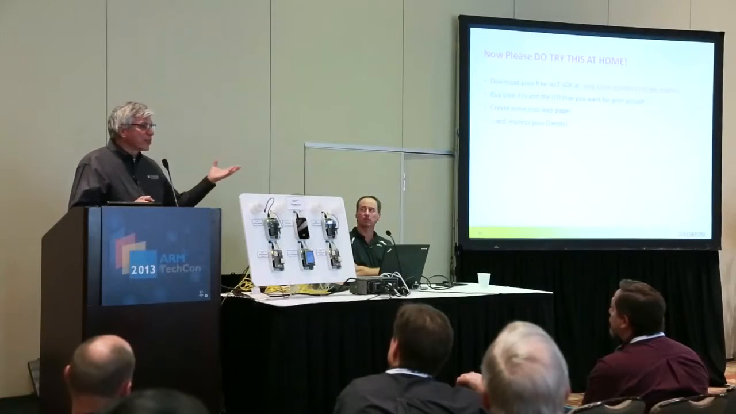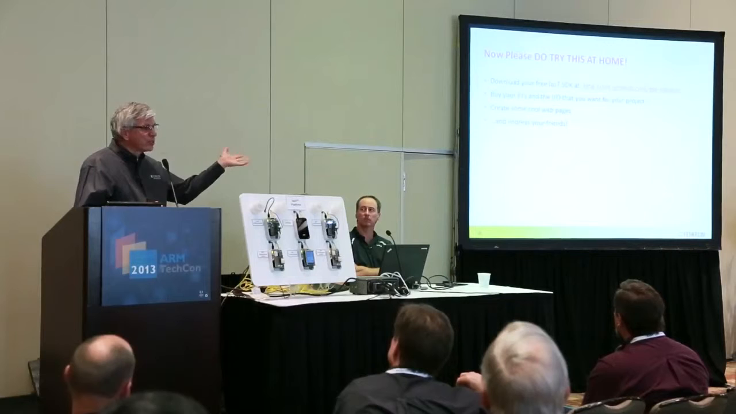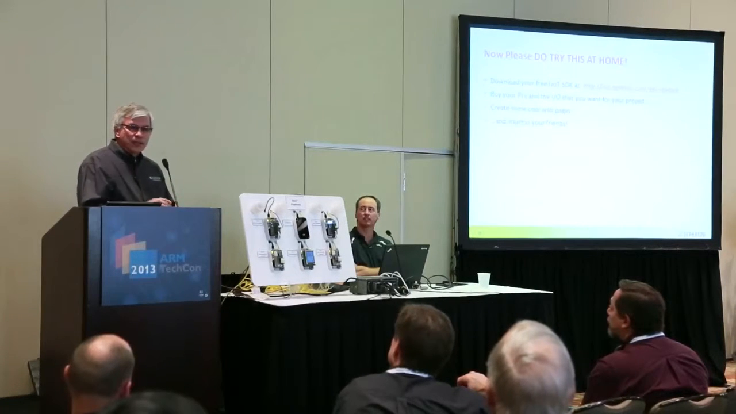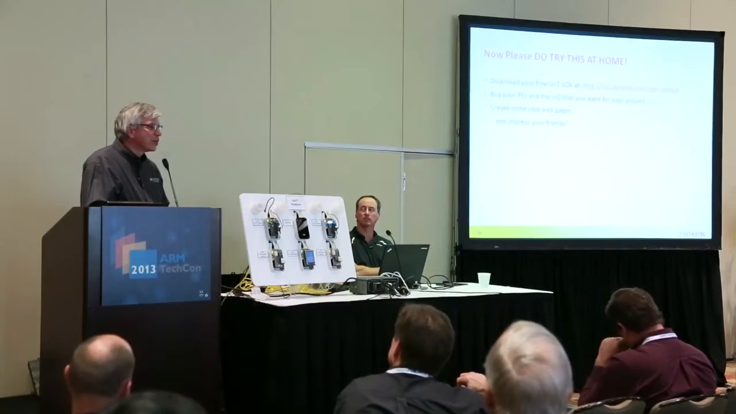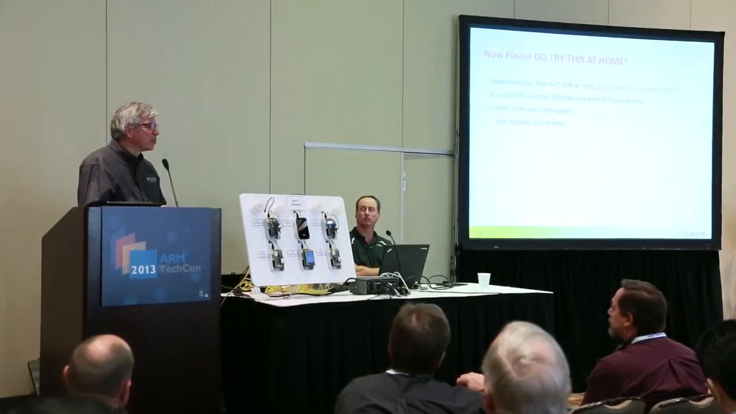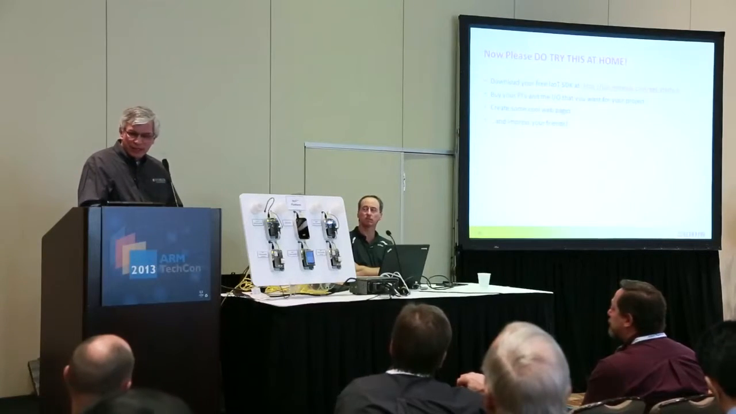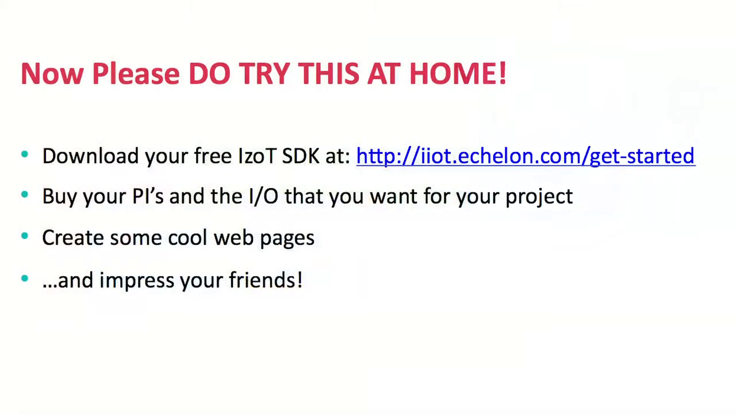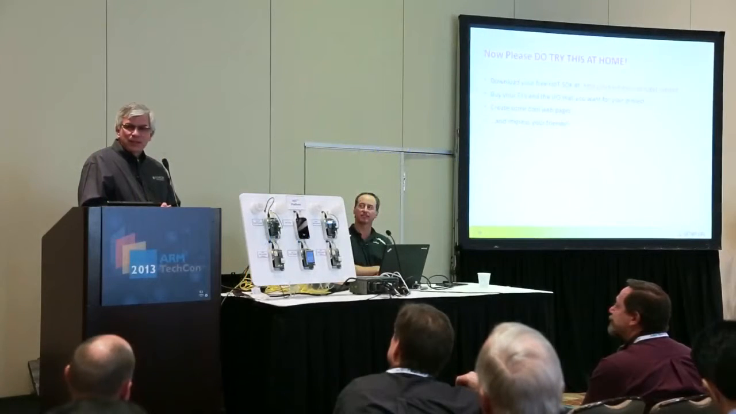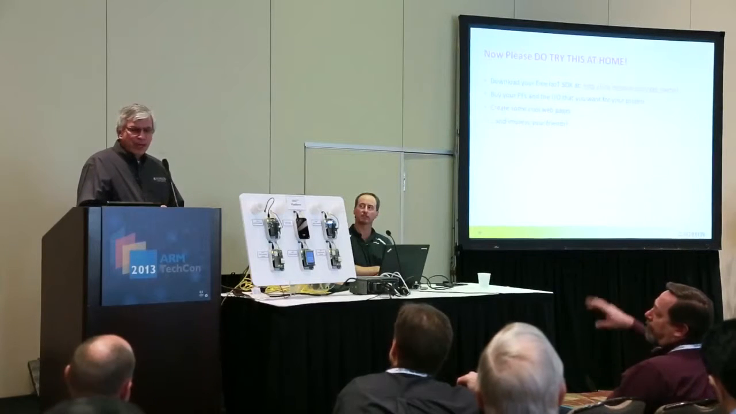So then all you need is to get some Raspberry Pis, and they cost $35 each. They're not too expensive, right? Get whatever I/O you would like. As I said, we use a lot of Adafruit modules for our development, prototyping, and demo development, but you can use whatever I/O you would like. You can create your devices with your I/O and then create some cool web pages that interact with those devices using our RESTful API, and then you can really impress your friends with how you got all your Pis to talk to each other and talk to the web. So with that, I'll open the floor up to any questions.